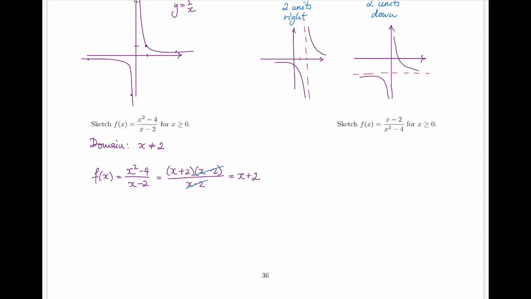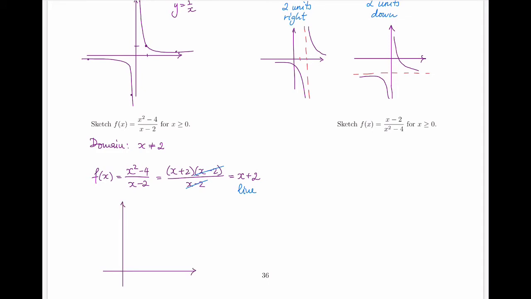The graph of x plus 2 itself is simply a line, as we've seen earlier in this section. But now it's the line that cannot have a point at x equals 2. So this is going to be a line, and this is going to be a hole in that line. So let's sketch the corresponding graph. Note again that I'm only asked to actually sketch it for the positive values of x.